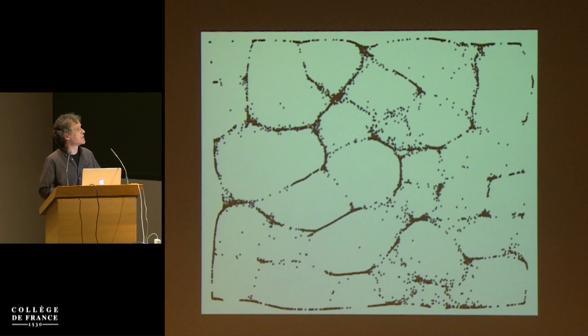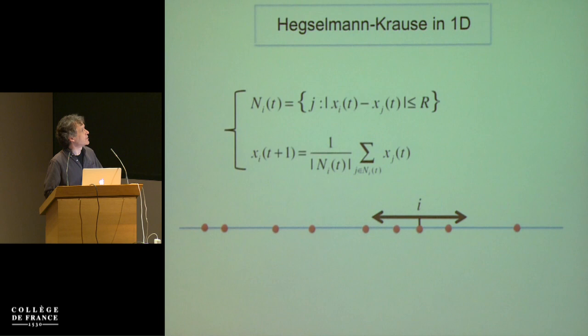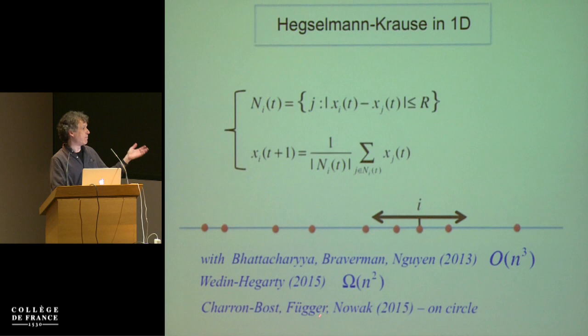And now, you can formalize this in one dimension. Given an agent i, the neighbors are defined by all the agents j at distance at most R, so this is on the line. And then everybody moves to the average of their neighbors. So this agent i will move to the average of itself and this one, and that's it. They all do that forever. So this is known to converge, and we have bounds on this. And so this is fairly well understood.